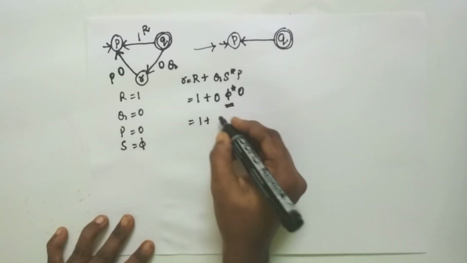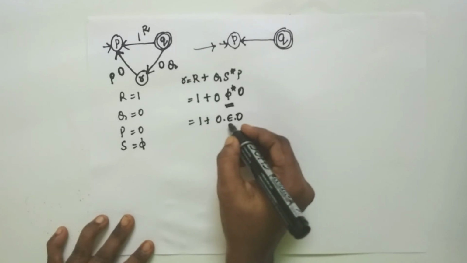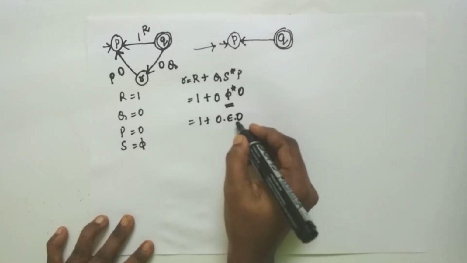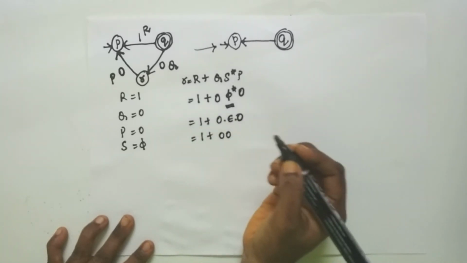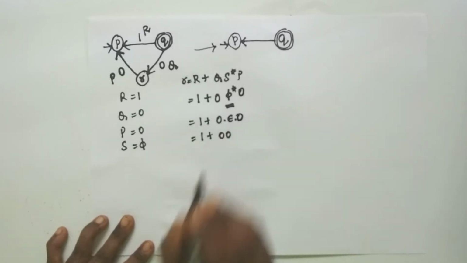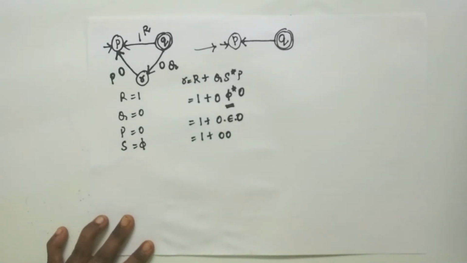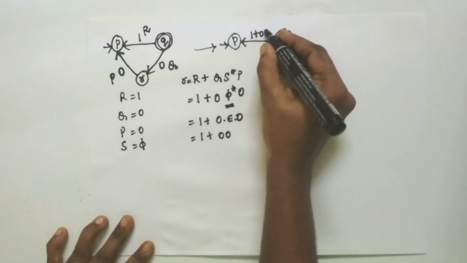So 1 plus 0 into epsilon into 0. Epsilon also you need to apply the minimization rule. So epsilon into R will be R. So 1 plus 0, 0. Now 0 into 0 is R into R is R, but we should never apply the minimization rule for the regular expressions. You should apply the minimization rules only for pi and epsilon. So here you should write 1 plus 0, 0.